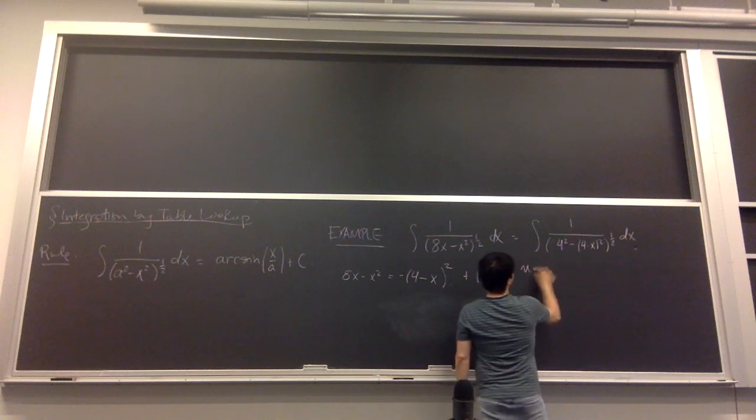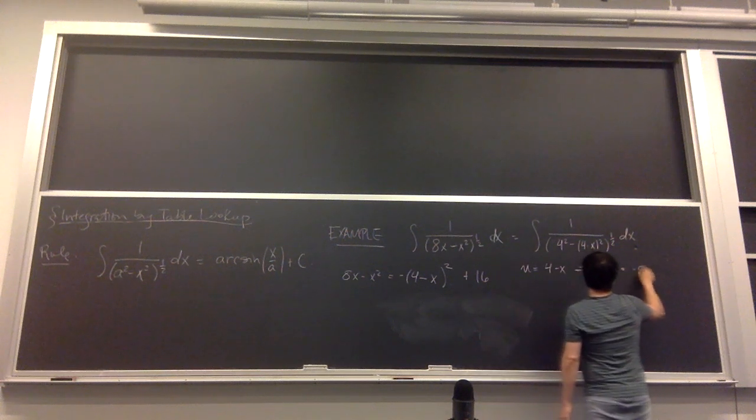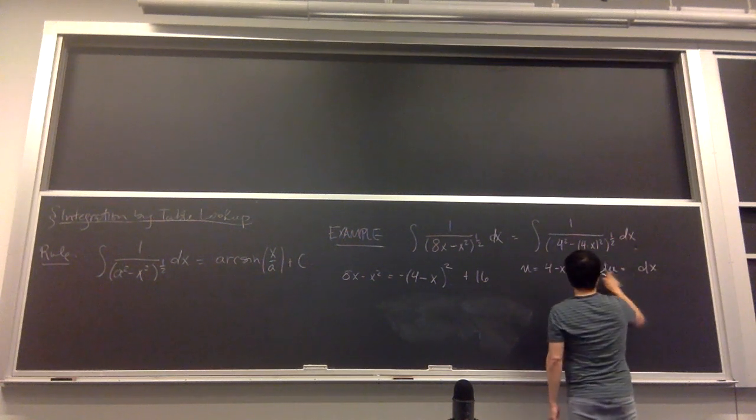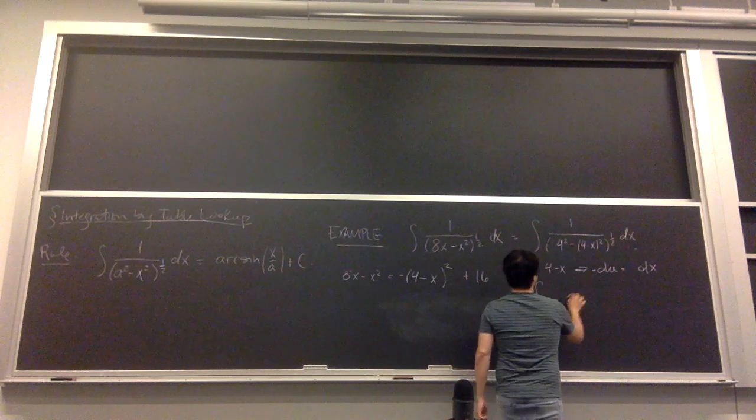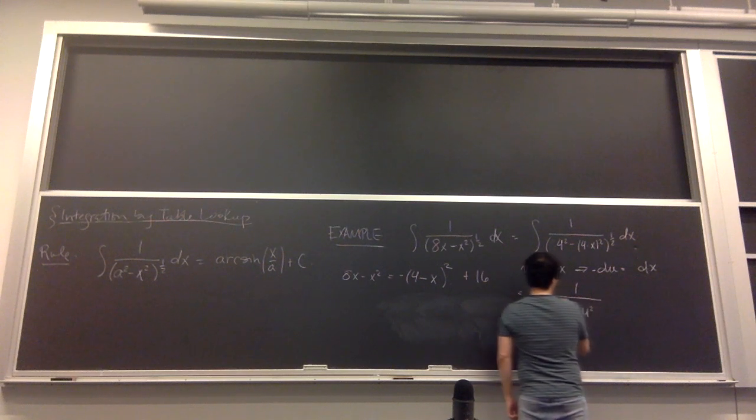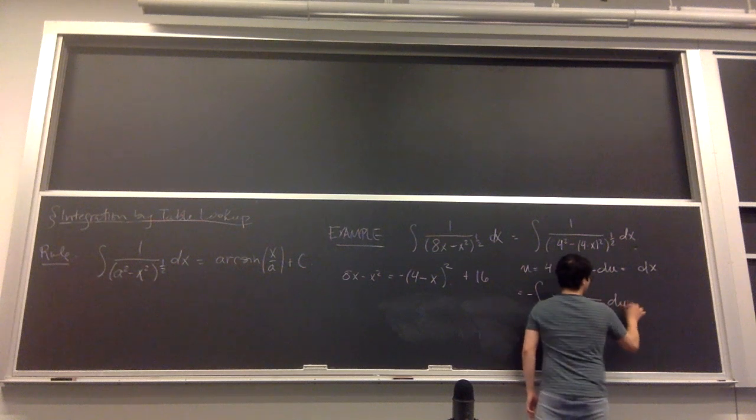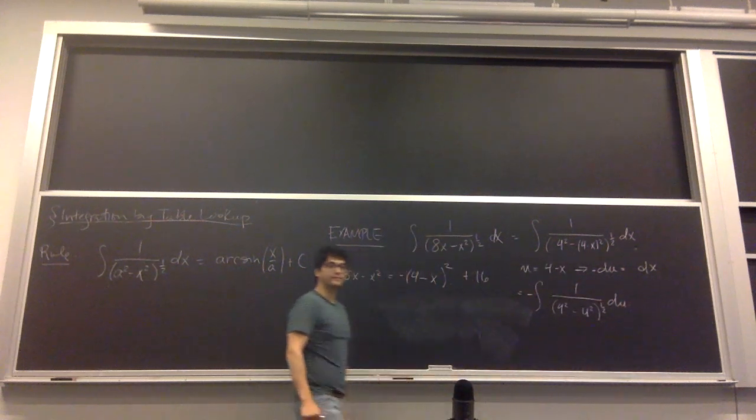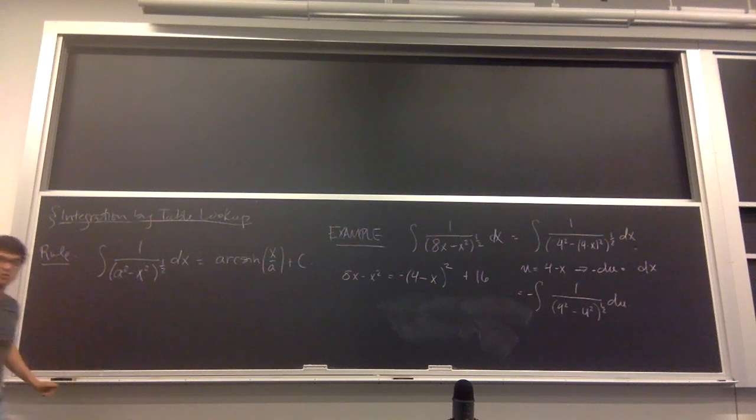If we let u equal 4 minus x, this means that du is minus dx. So maybe I'll put that over here. That means I could rewrite this as the integral of 1 over (4 squared minus u squared) to the half, times minus du. Now what? Does that look like this? Okay, so finish it for me.